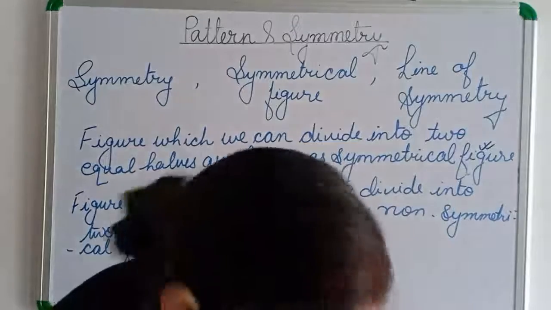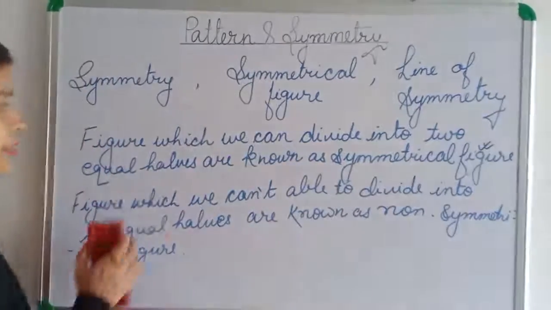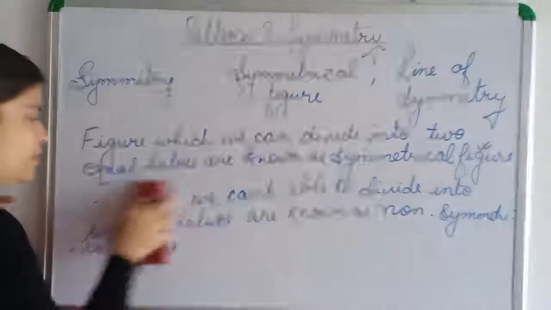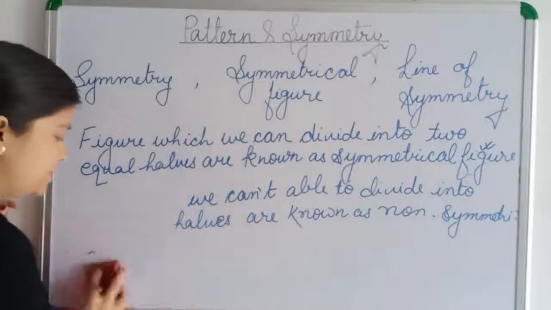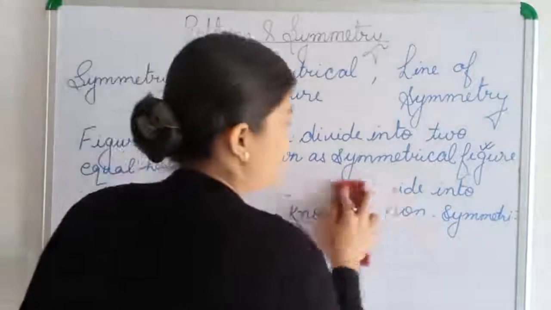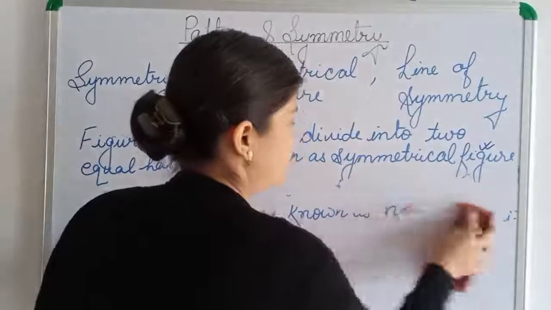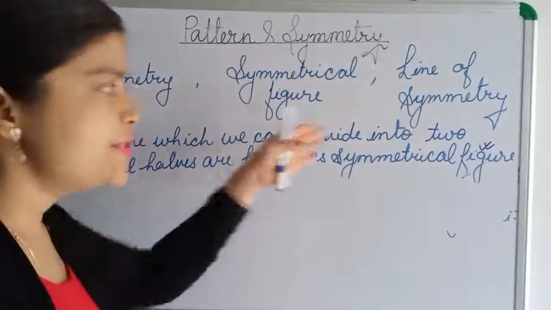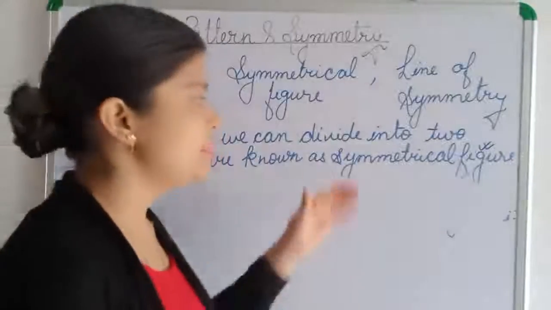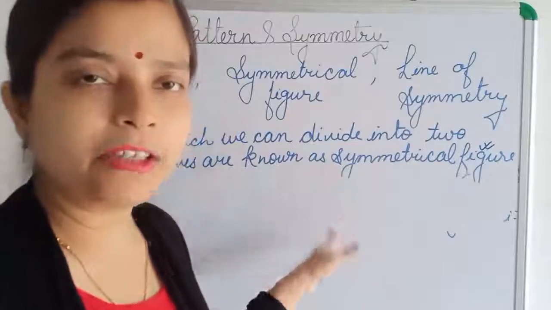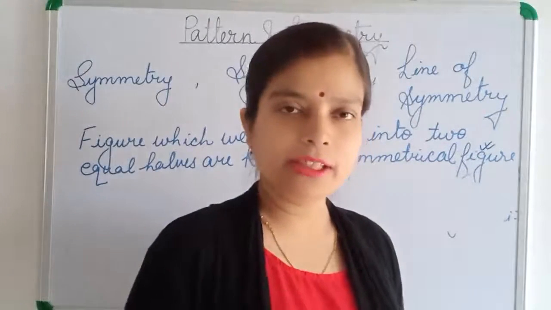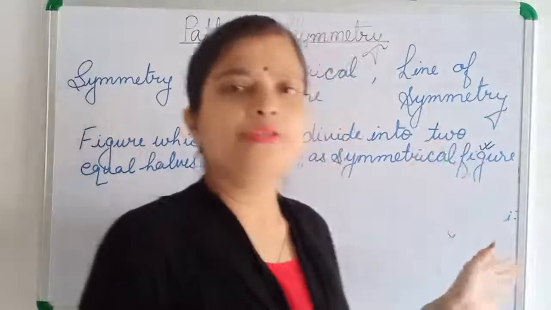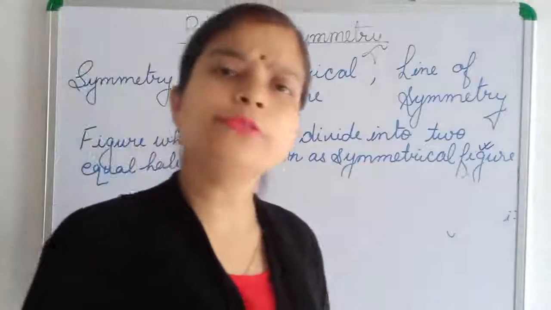So now we will talk about the symmetrical figure. We are going to talk about the line of symmetry. The figure which we can divide into two equal halves is known as a symmetrical figure, and for a symmetrical figure there is a line of symmetry. What is the line of symmetry? Line of symmetry is the line through which we can divide that shape or figure into two equal halves.